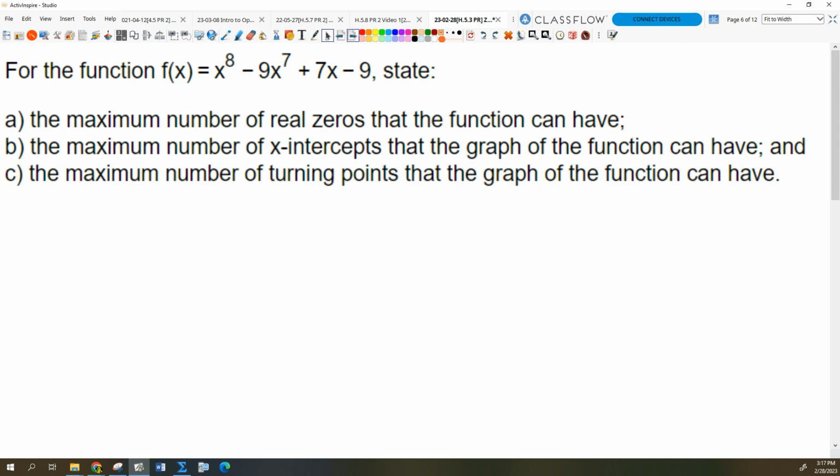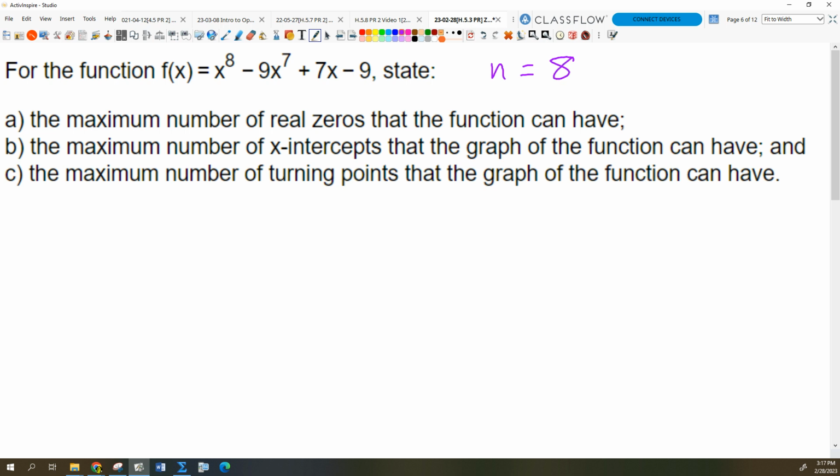Okay, let's take a different approach to this. Now I'm not giving you a graph. Now I'm just giving you a polynomial. This will help. What's the degree of this polynomial? 8. Okay, so we see right away up here that n is equal to 8.